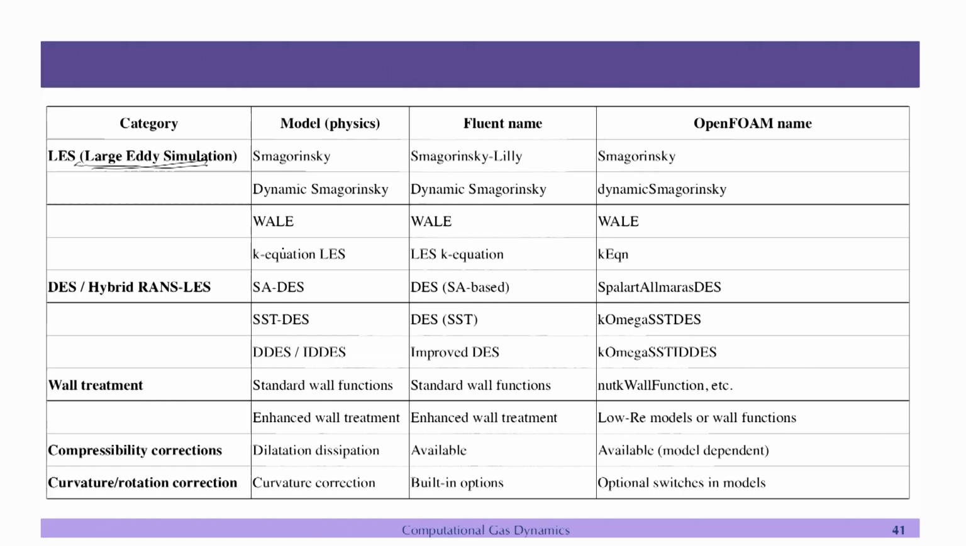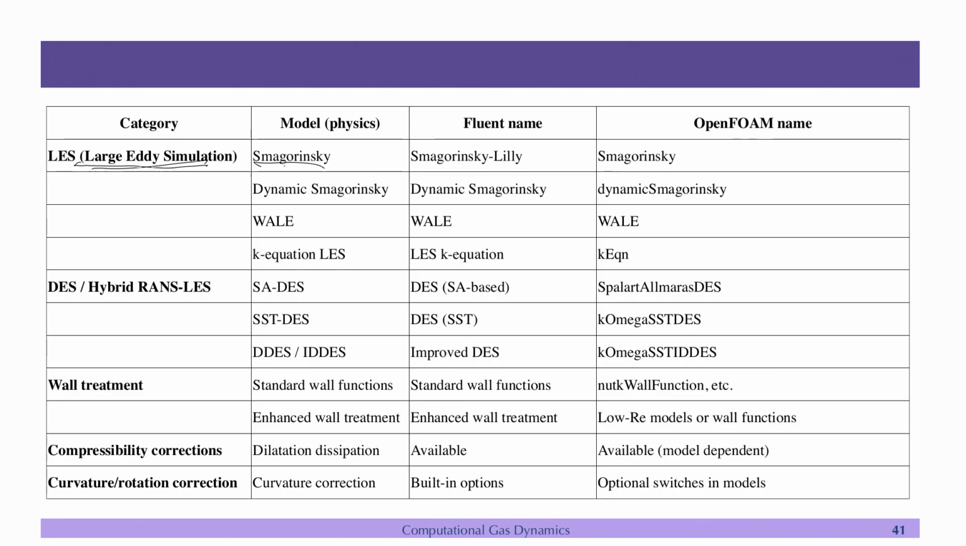So, we have equation models like Smagorinsky, okay, dynamic Smagorinsky, the WALE model, okay, the K epsilon LES. So, all these are present in either Fluent or OpenFOAM with names shown here.